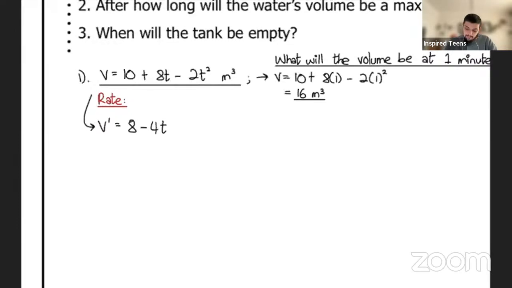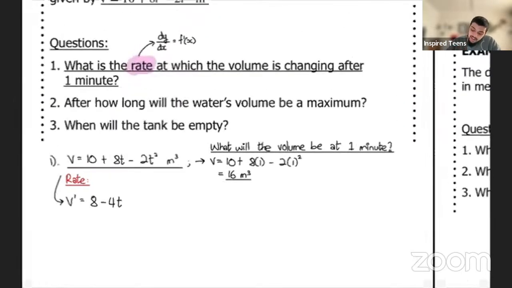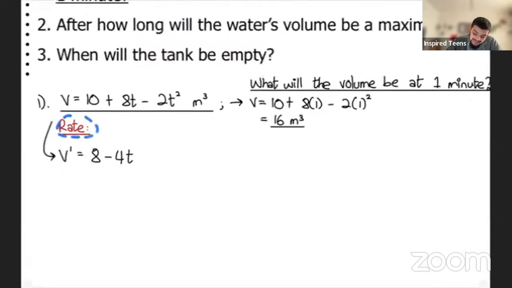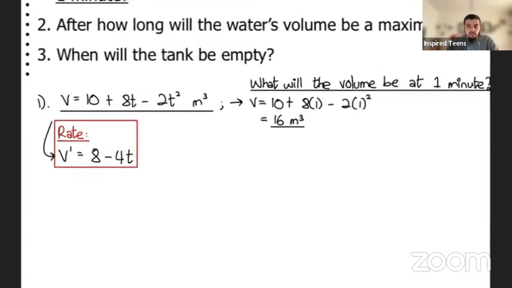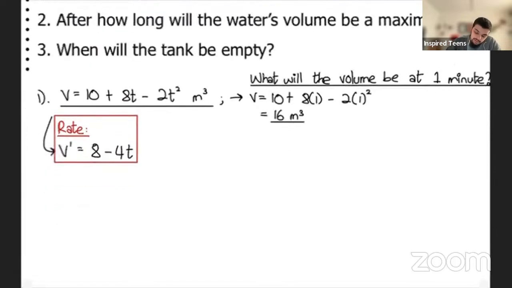Okay, so what is the rate at which the volume is changing after 1 minute? Firstly, we have a formula that represents what? Rate. That's the most important thing. This formula represents the rate at which the volume is changing. Why does it represent the rate? Because that's how we calculate rate, by deriving the equation. Now that's just a formula. They want to know what is the rate at which it's changing after 1 minute. So we simply substitute 1 minute into this equation. So the first derivative is equal to 8 minus 4 into 1, which is equal to 4.